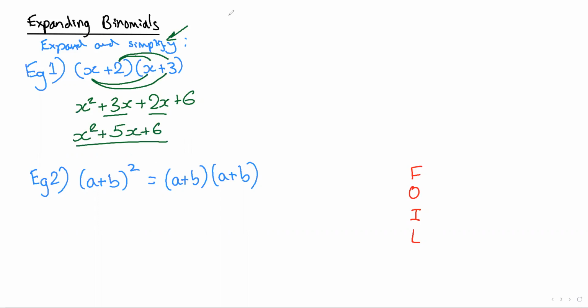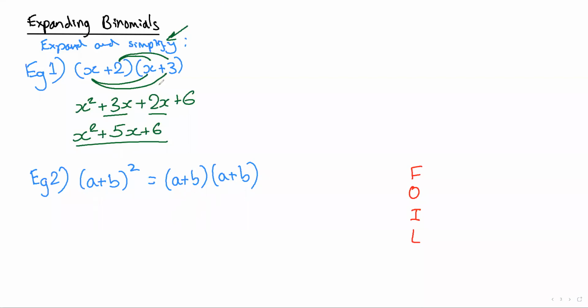Okay, so here, in the second example, we have a plus b squared. But if you remember, squaring something is the same thing as multiplying it by itself. So whenever you see a binomial squared, you can write it as a plus b times a plus b. And now it's in the form we know.